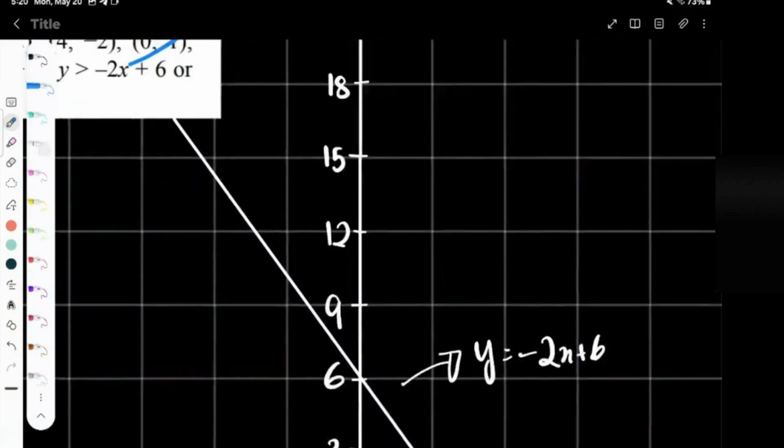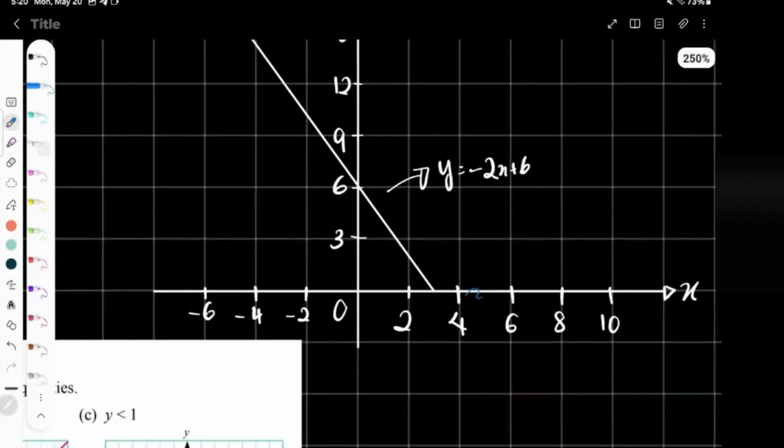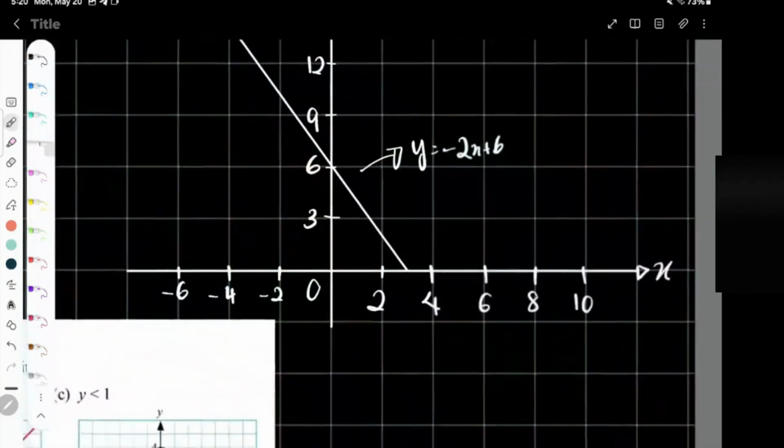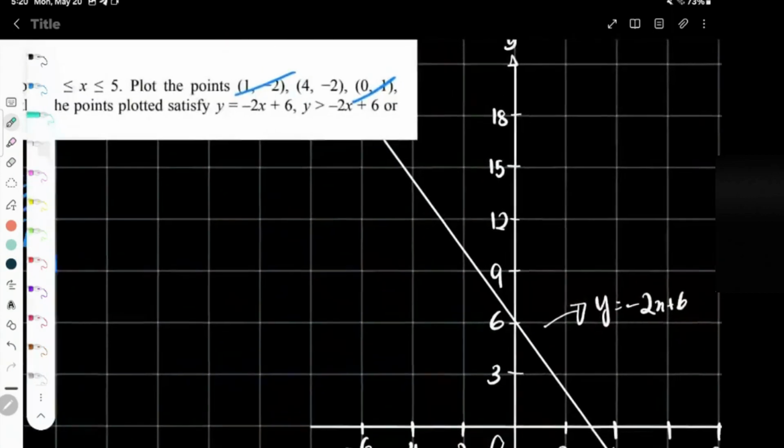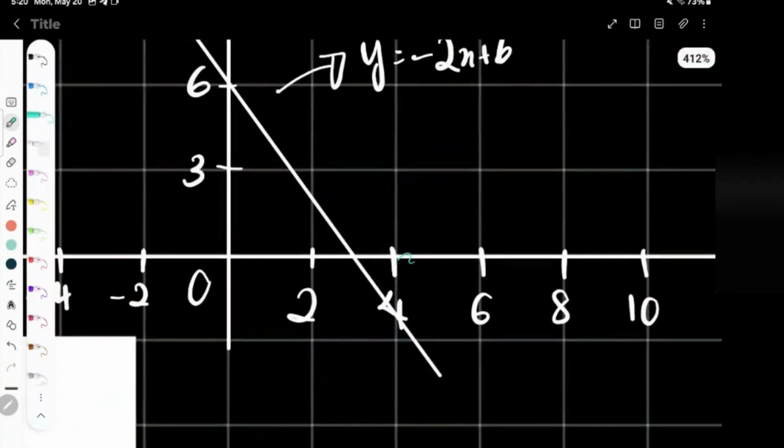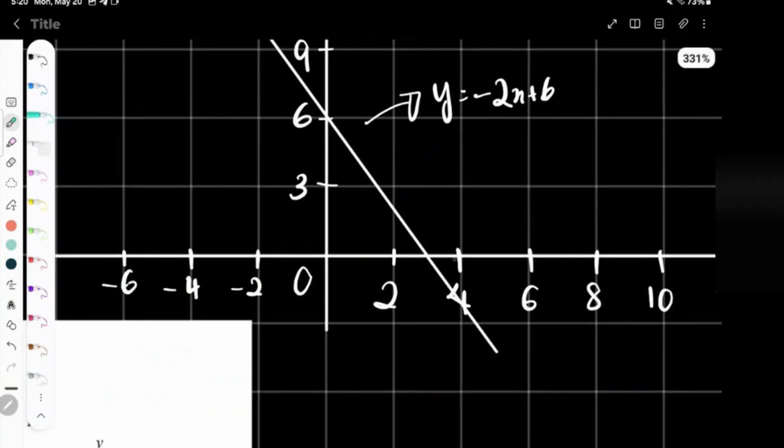The first point is 4, negative 2. 4, and then negative 2 will be down here a bit. This is 3, so it will be down here. Next is 5 and negative 4, it will be around here. Let me look at it again. 4, negative 2 will be down here, around here. So that is below the line, it should be below the line.